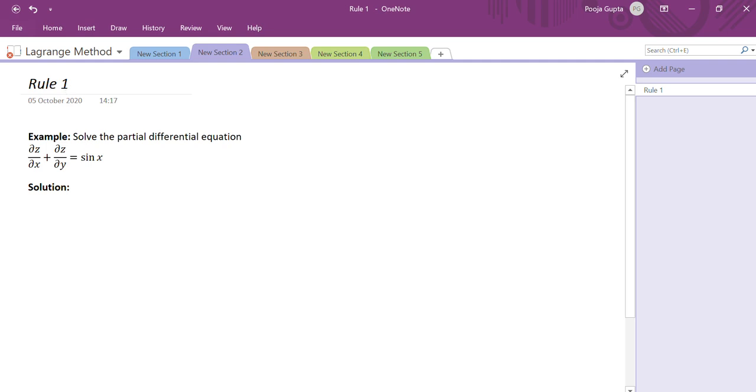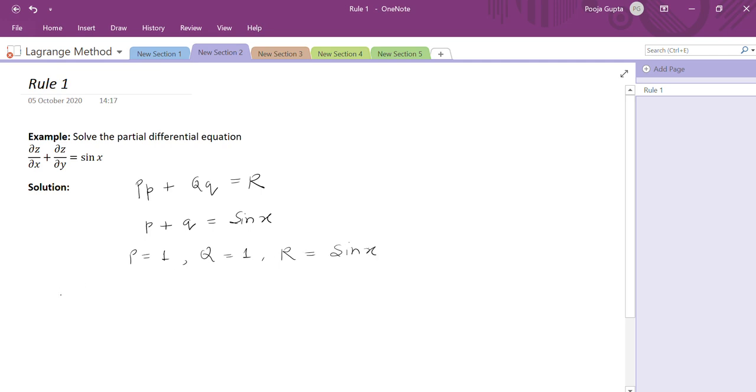Example: solve the partial differential equation del z by del x plus del z by del y is equal to sin x. So comparing with the standard equation, the given equation is small p plus small q is equal to sin x. Comparing with Lagrange linear equation, we get P is equal to 1, Q is equal to 1 and R is equal to sin x.